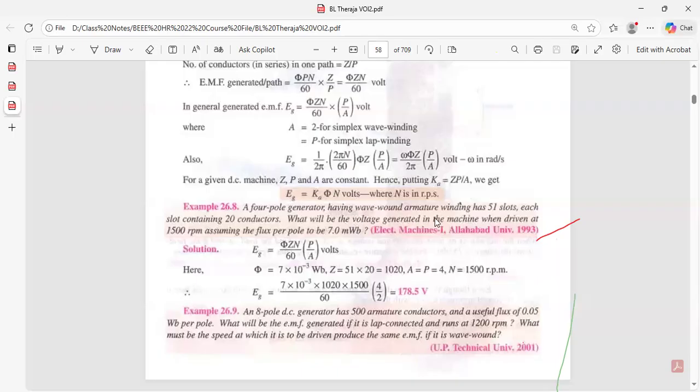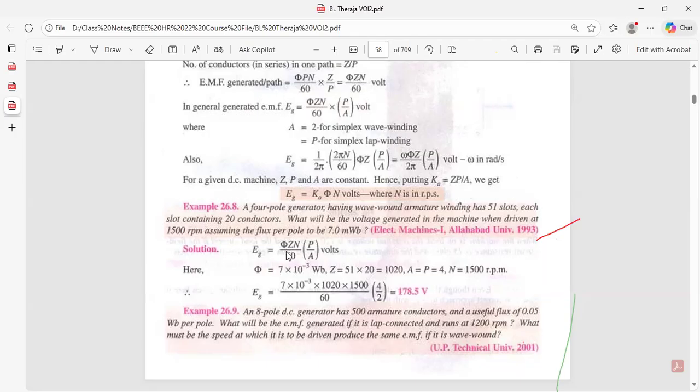What will be the EMF generated in the machine when driven at 1500 RPM? What is N? N is equal to 1500 revolutions per minute. Now I know Z, I know N. N is 1500, Z is 1020, P is 4. Wave winding means A is equal to 2. And I want flux also. Assuming flux per pole is 7 milliwebers. Milli means 10 power minus 3. Therefore, Φ is equal to 7 into 10 power minus 3 webers.